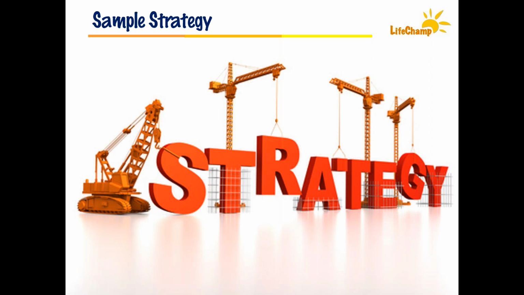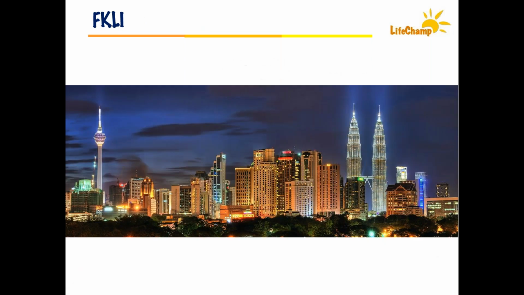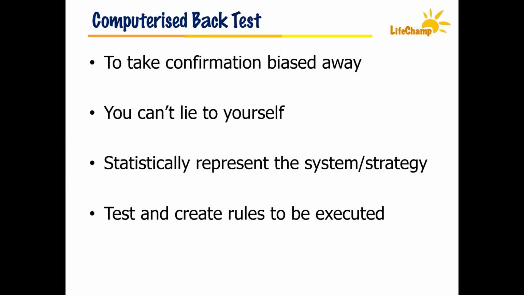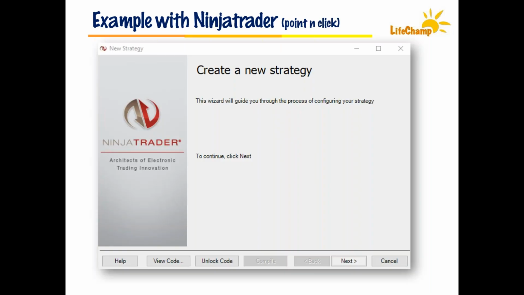So here is a sample strategy just to illustrate how you use the software. The software I'm going to use, I'm going to show in the next slide. Here you take confirmation bias away and you cannot lie. Remember, the most important thing is that you test and create rules to be executed, so you have to carefully design a system.